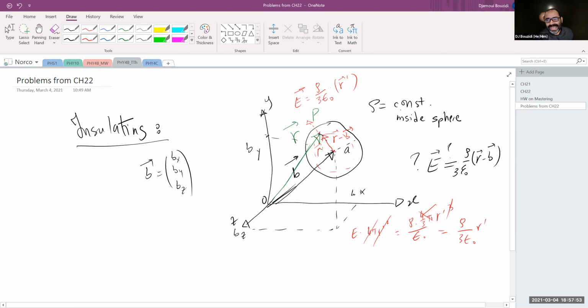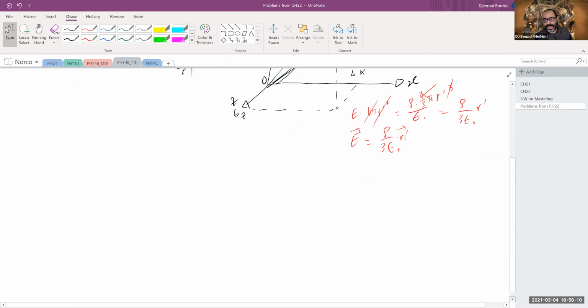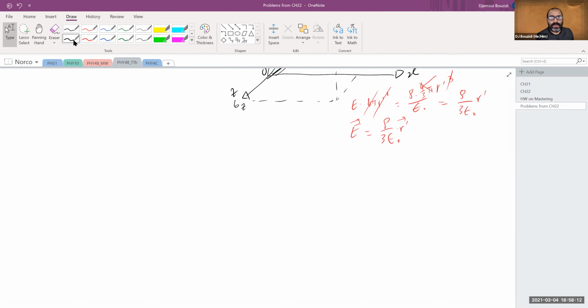But you argued that the electric field is radial, and this is the radial direction. It's actually r prime. Therefore, E as a vector must be equal to rho over 3 epsilon naught times the vector r prime pointing in that direction. It's clear from the geometry that r prime is the difference between the two vectors. Let me redraw the geometry clearly here. So we have the center of the sphere here.